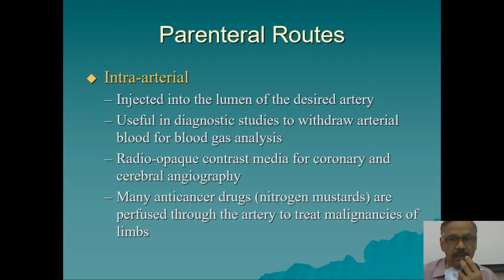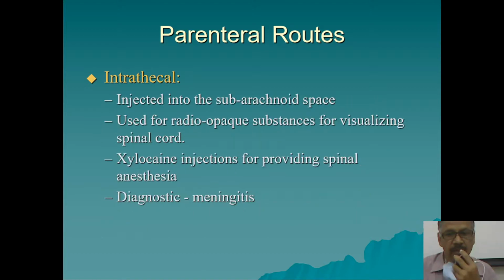Intrathecal, it is to be injected into the subarachnoid space. It is mainly useful for radio-opaque substances for visualizing the spinal cord, and xylocaine injection for providing spinal anesthesia, and diagnostically for the diagnosis of meningitis. But it is very much used in all major operations, gynae surgery, in which a combination of anesthetic agents is given into the subarachnoid space for spinal anesthesia, lower limb anesthesia.